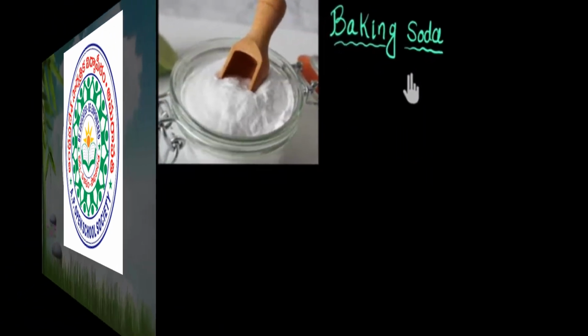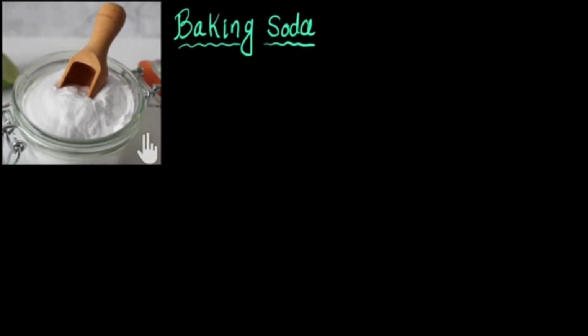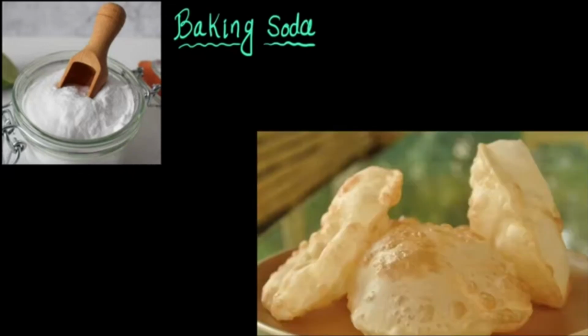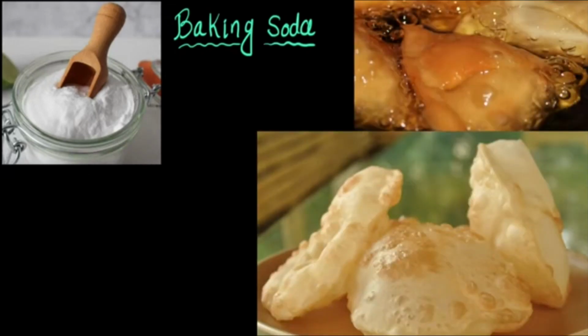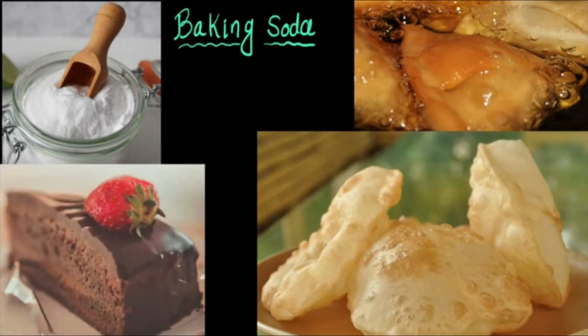Baking soda. You might have seen this white powder in your kitchen. We use this to make puffy bhaturas or samosas or to bake soft cakes. So first of all, in this video, we will see how baking soda is made and then we will look at its uses. So let's begin.